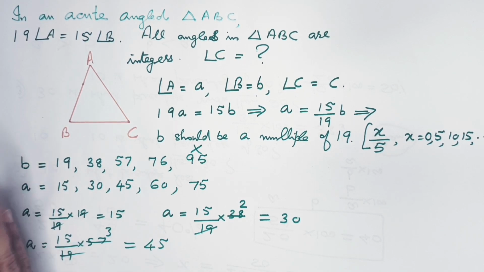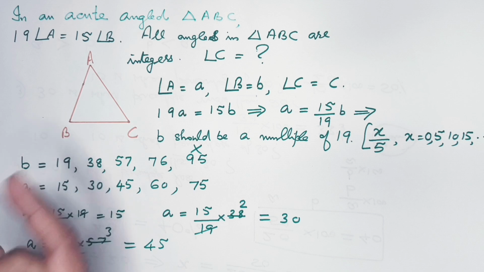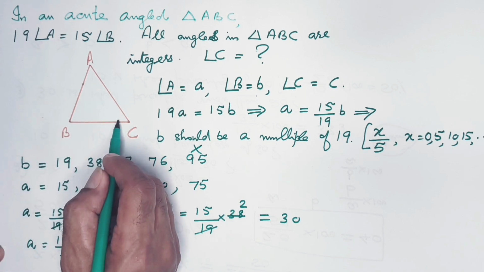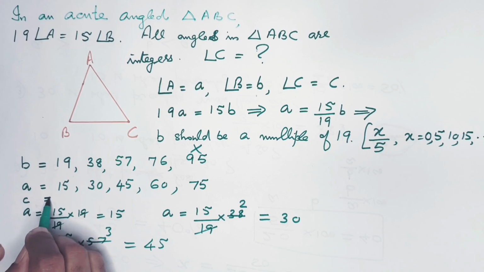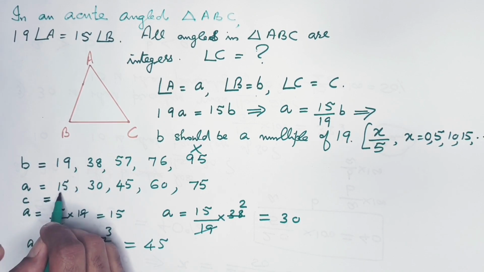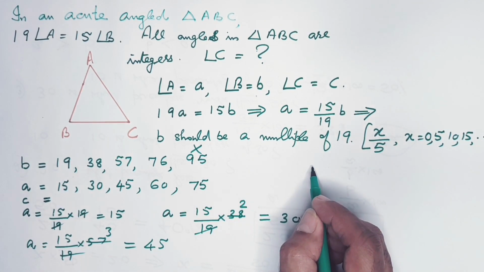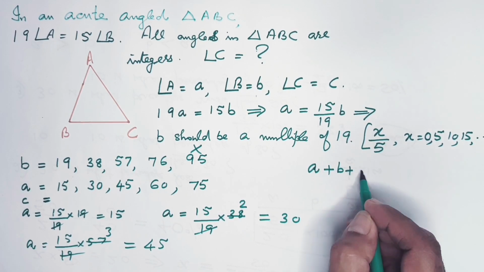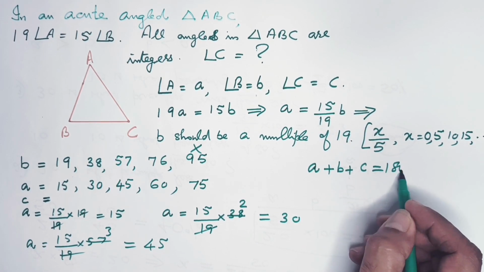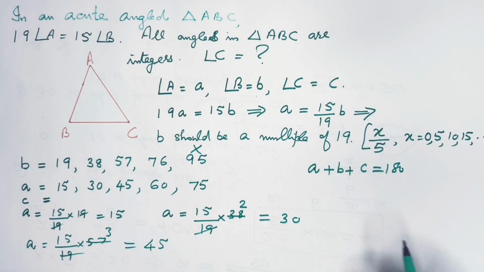Now we have found out only 2 angles of the triangle. There is one more angle, that is this angle. Can you see that? Which we have represented by C. So what will be the third angle corresponding to 19 and 15? Let's make use of the idea that the sum of the angles in a triangle is 180, which means A plus B plus C equal to 180.